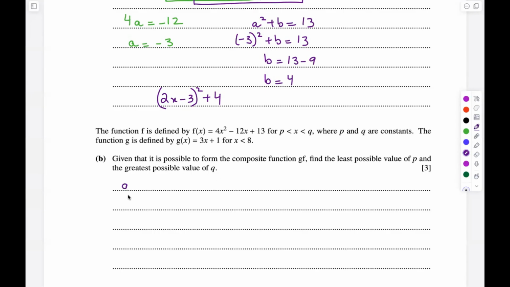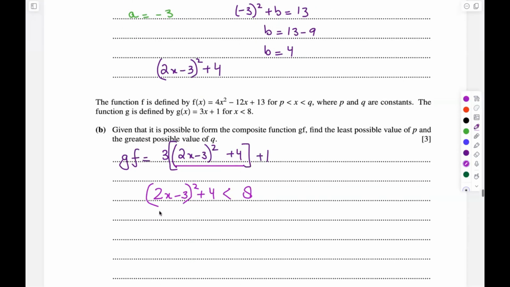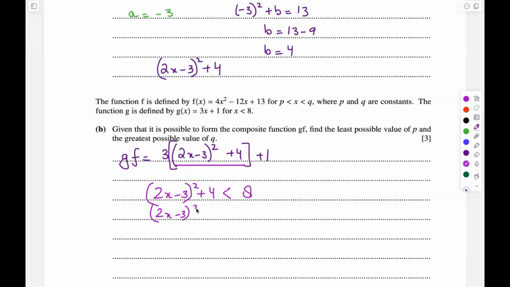Now, the composite function gf basically means that in the function g, which is 3x plus 1, the x will be replaced with f of x. So this will be 3 into (2x minus 3) whole squared plus 4, plus 1. As the function f is taking the place of x in the function g, and we know that the domain or the value of x for g is less than 8, we can write this as less than 8. So (2x minus 3) whole squared plus 4 has to be less than 8. Simplifying this, we'll get (2x minus 3) whole squared less than 4.